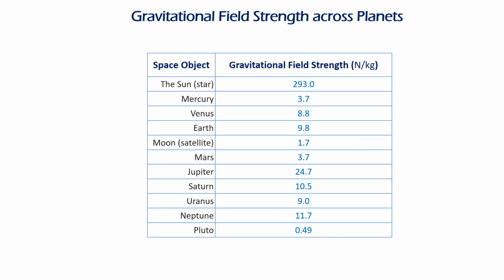Comparing different planets, the Sun has the greatest gravitational field strength of 293 newtons per each kilogram, which is why all the planets go around the Sun, whereas Earth only has 9.8 or approximately 10. The Moon is much lesser, 1.7 newtons per each kilogram, so you will weigh less if you step onto the Moon. But if you go to Jupiter, it's 24.7 newtons per kilogram. Whereas on Pluto, the gravity is much lesser, 0.49 newtons per each kilogram, and you can easily jump to much greater heights.